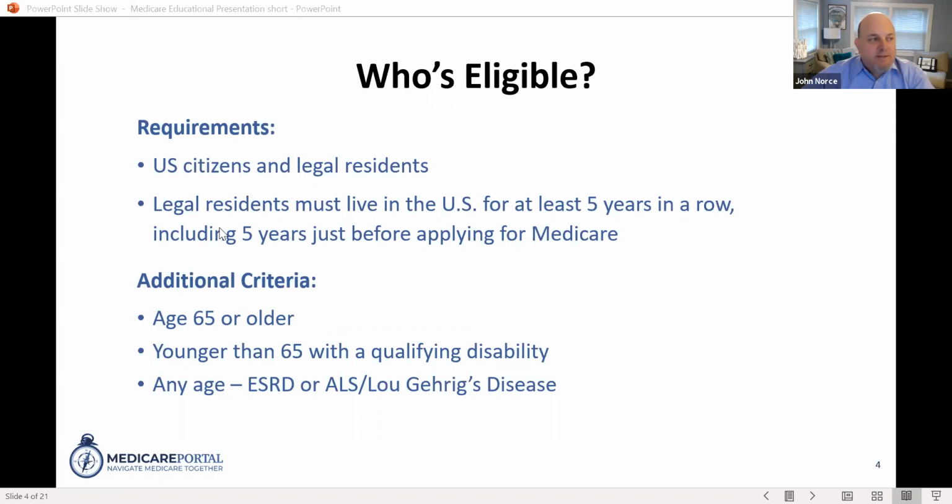So quickly, who is eligible? You have to be a U.S. citizen or legal resident. Anyone typically over the age of 65 will be eligible for Medicare, as well as those under 65 with qualifying disabilities. And at any age, end-stage renal disease or Lou Gehrig's disease will make you, in a sense, almost automatically eligible. So that's the eligibility criteria.